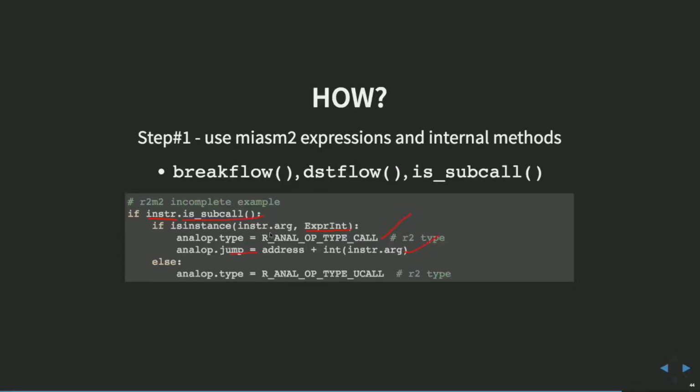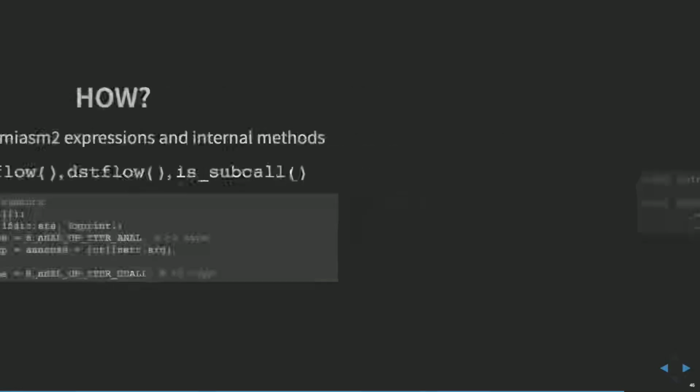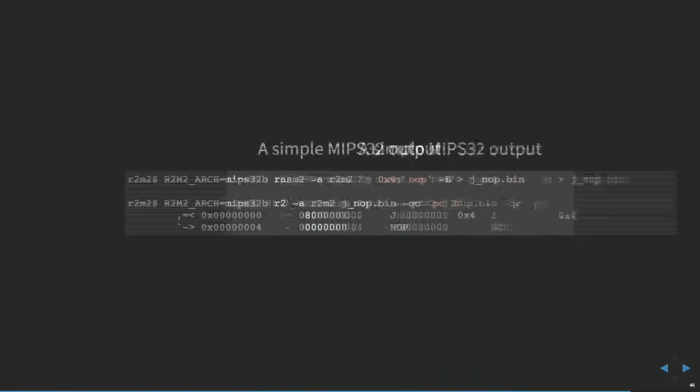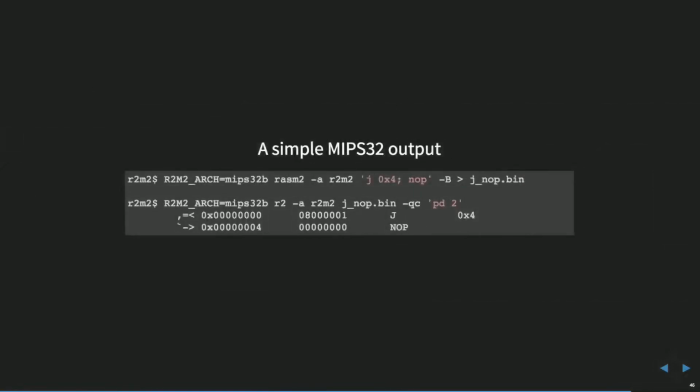Otherwise, if the type is not an integer, I will just say, okay, that's a call, but that's an unknown call because we don't know where it goes. Let's take the example. Here I will assemble a jump nop, which is a bit silly, but I just want to show you that, compared to what I showed you before, in this case, r2m2 is able to decide and know where the jump is going. It's just pointing at the nop, but again, that's one of my silly examples.